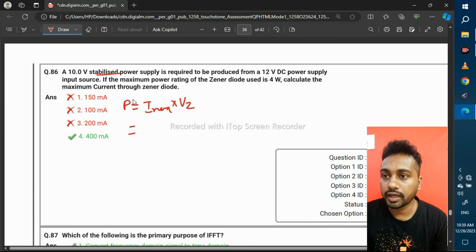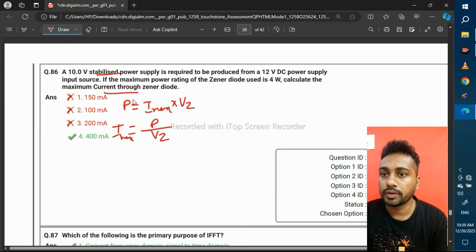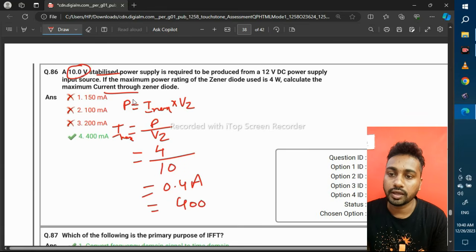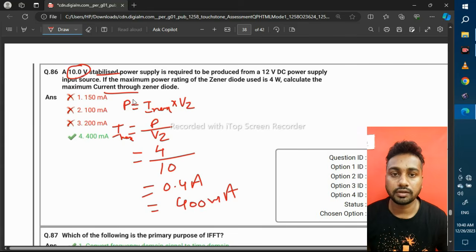We need to find Imax, the maximum current through the Zener. So Imax equals P by Vz. P is 4 watt, and Vz means the stabilized voltage, which is 10 volt. So this is 4 by 10, equal to 0.4 ampere, and we can write 400 milliampere. So option D is the right answer.